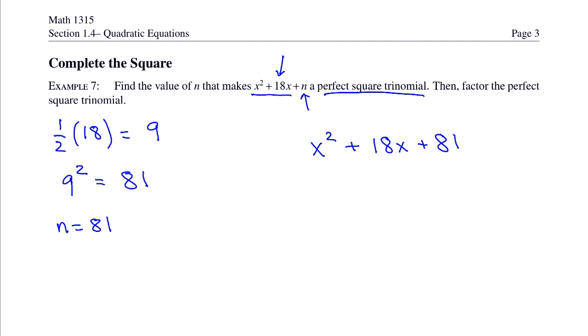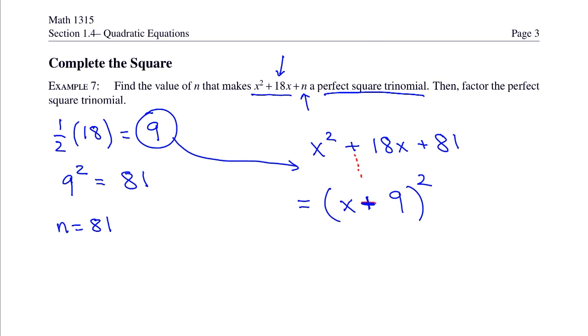So let's write out the new trinomial. x squared plus 18x plus 81, and then factor that. It's supposed to factor as a perfect square, so we know it's going to be something squared. We always start with the variable, and then we pick up whatever sign was in the middle here. So this is going to be a plus. And then we pick up whatever number was half of the b. That comes over here. So the factorization is x plus 9 quantity squared.